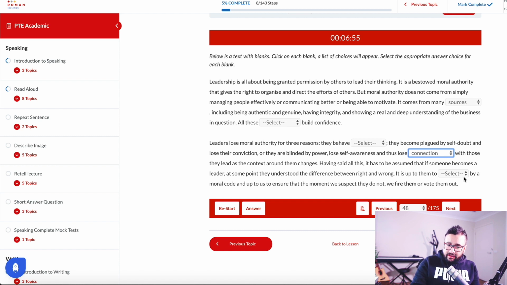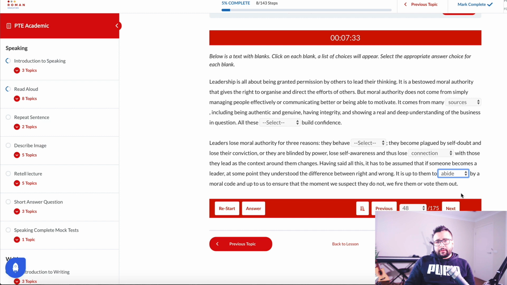Then the last one here is, it's up to them to abide by a moral code. So which one should you pick here? Most of you perhaps will not be able to pick the answer here if you are not aware of this collocation. The sentence I'm reading here with this missing word actually contains a collocation: abide by a code, or abide by a rule. This is a very common collocation. So if I don't know that, no matter how many times I read this sentence and how logically I think, I'll not be able to answer the question.